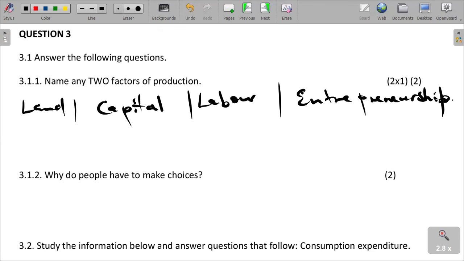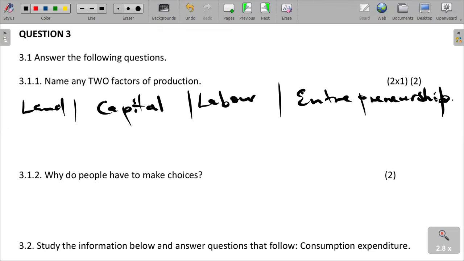So here we are asked to name any two. We need the space where production is taking place. That is land, which appears as a factor of production. We also need to talk about capital. Money is needed in order for businesses to run. That is very important.